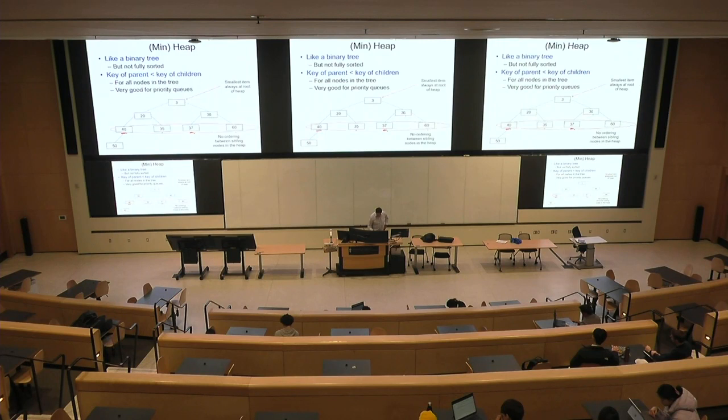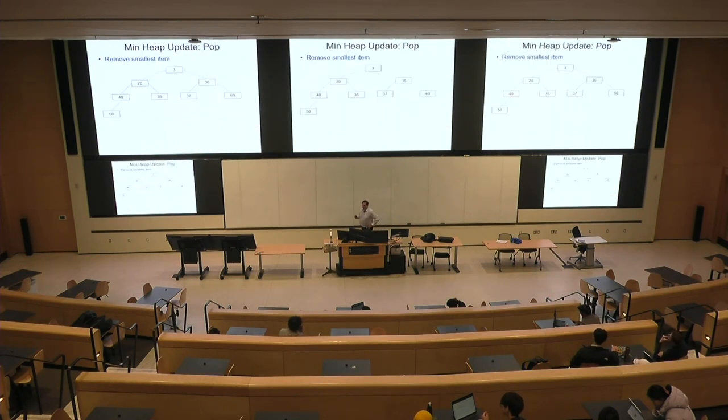Okay, so smallest item's always at the root, and there's no ordering between the nodes at a single level of the heap, but there is this ordering between levels, okay? The parent always has a lower travel time than the children. Does that make sense? It's effectively a partially sorted binary tree. Okay, so you don't need to implement a binary heap from scratch if you don't want to, but it's useful to know how they work.